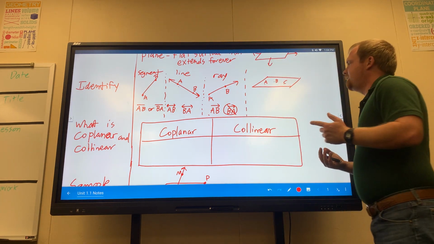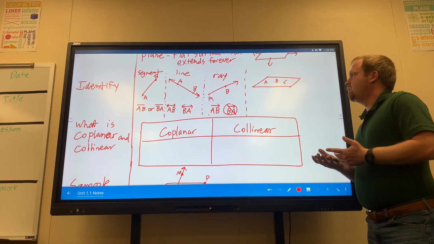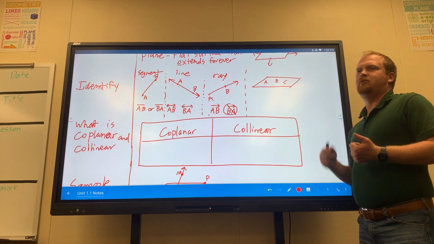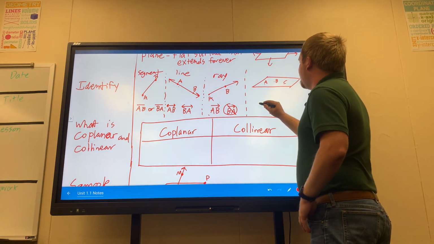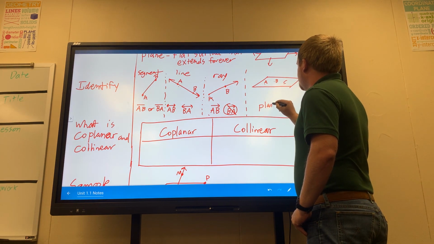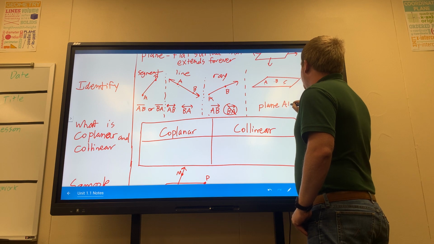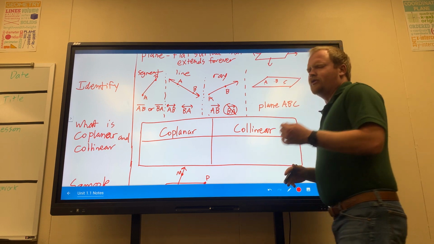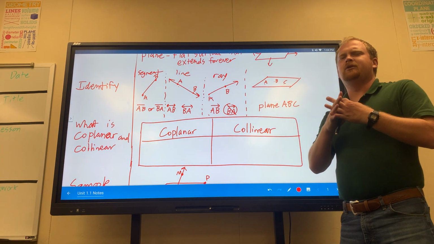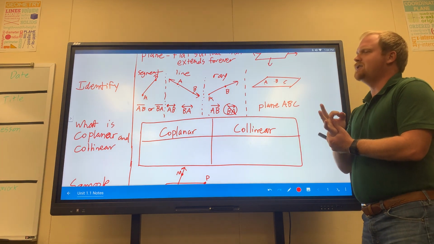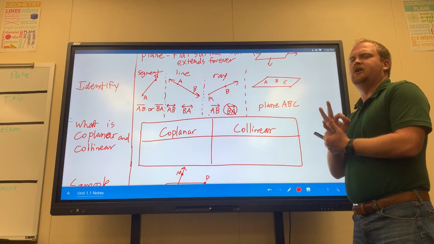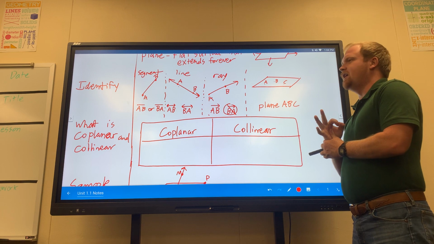Now, how do we identify this plane? Well, we identify it as plane ABC. So really, we just have to give it 3 points. We just have to have 3 points on the plane in order to identify it.